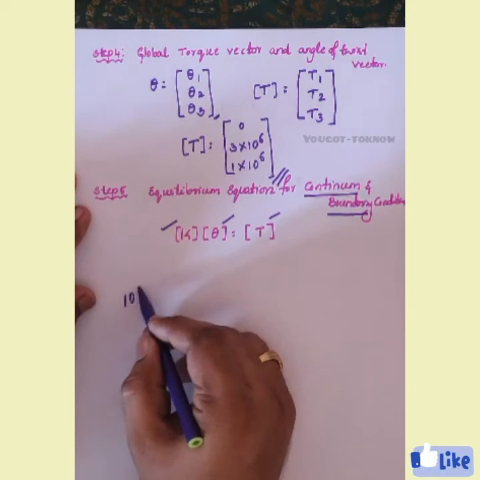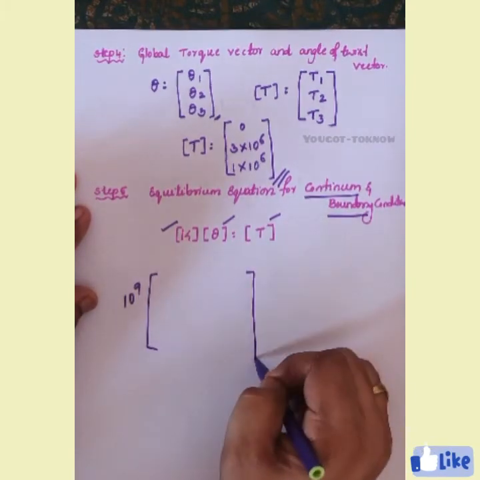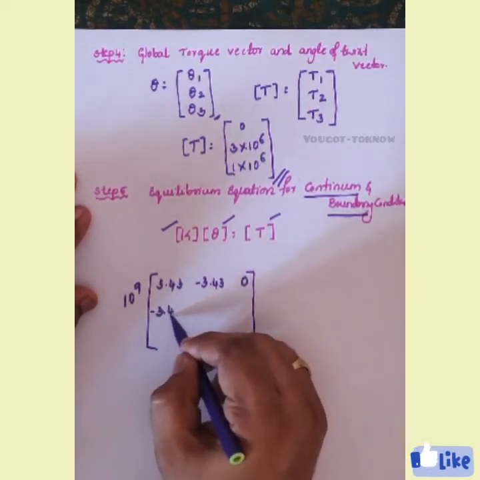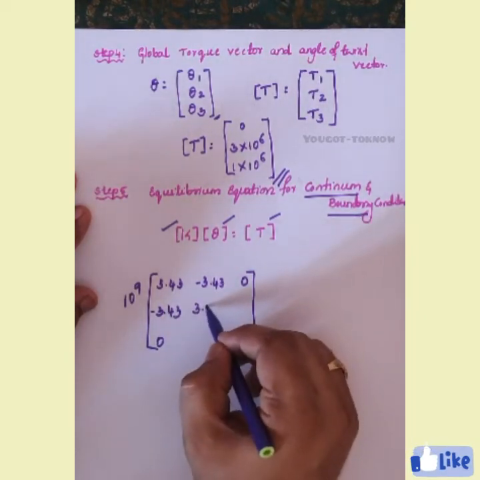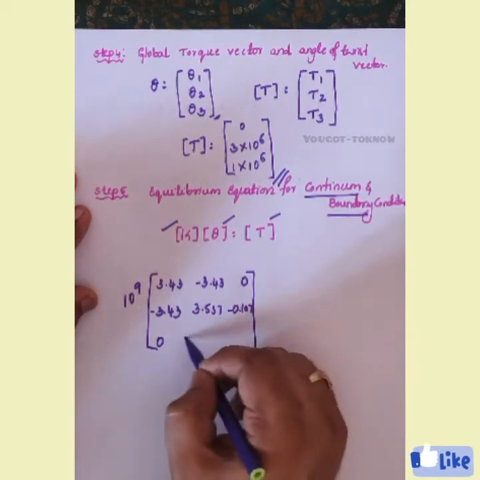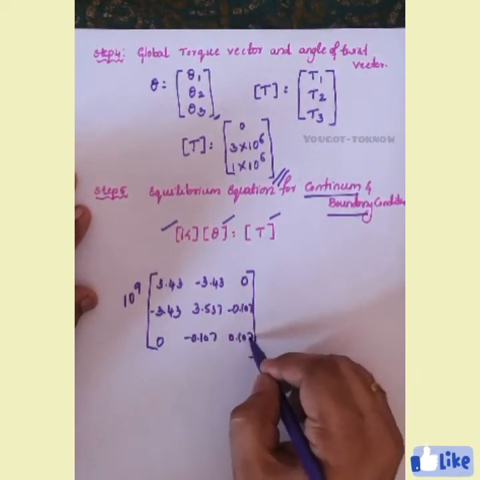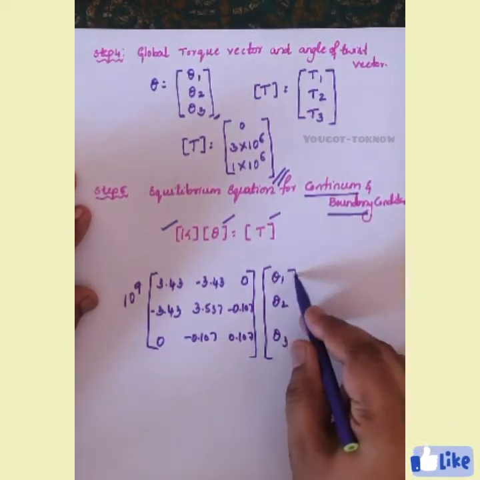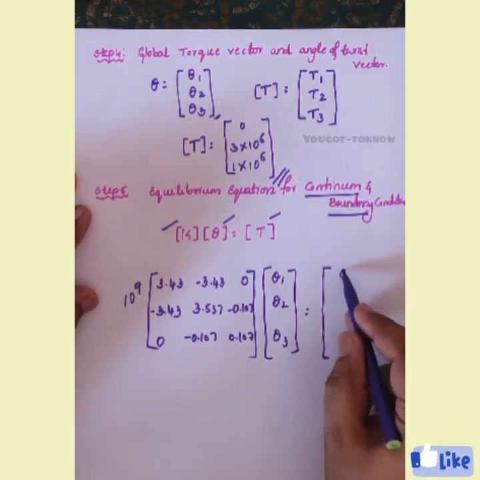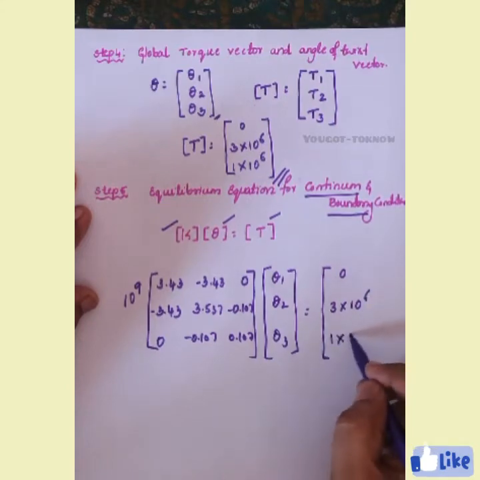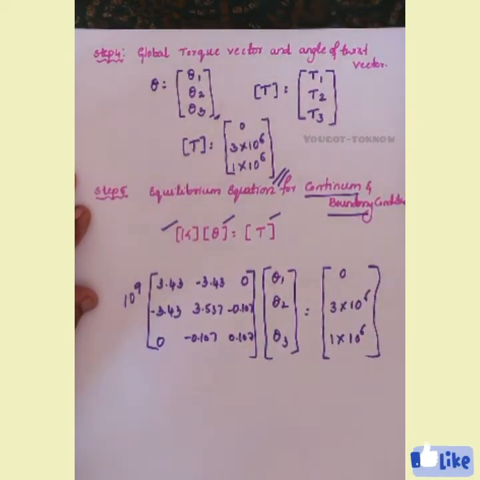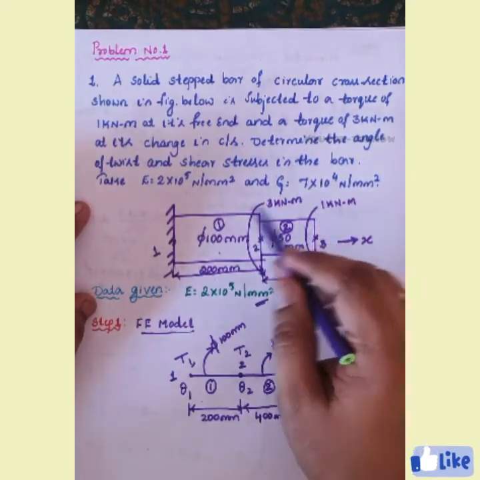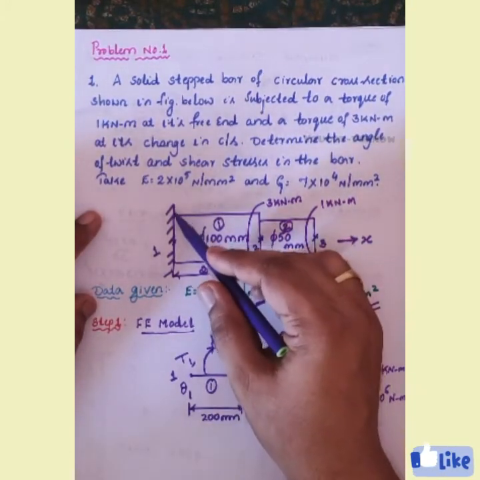Now bring all the values here. 10 power 9. What are the K values? Here 3.43, minus 3.43, 0, minus 3.43, 0. Then 3.537, minus 0.107, minus 0.107, 0.107. Now you got the K matrix. Then theta is theta 1, theta 2 and theta 3. Then your torque vector T equals 0, 3 into 10 power 6 and 1 into 10 power 6. This is your matrix. After writing K into theta equals T, your next step is applying boundary conditions. If you want to apply boundary conditions similar to your bar element, just observe the problem. See, it is fixed, correct?